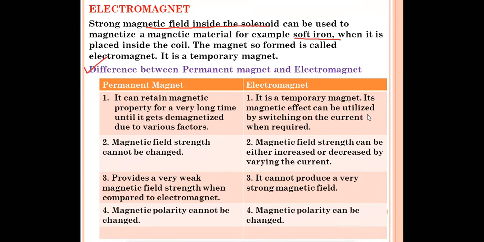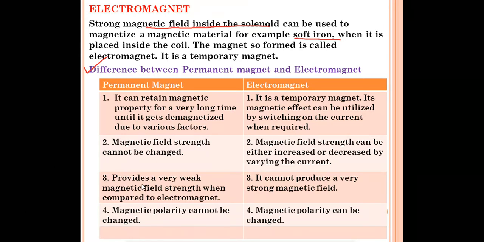Its magnetic effect can be utilized by switching on the current when required. So how can we use its magnetic effect? By switching on the current when required. And in this, the magnetic effect will be for a short period of time. For the second point, for a permanent magnet, magnetic field strength cannot be changed. But for an electromagnet, magnetic field strength can be either increased or decreased by varying the current. By changing the current, we can increase or decrease the magnetic field inside an electromagnet.